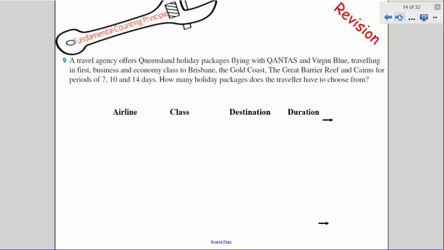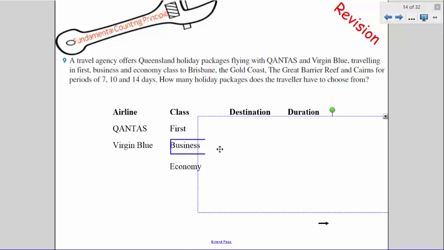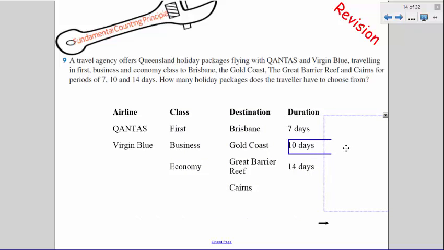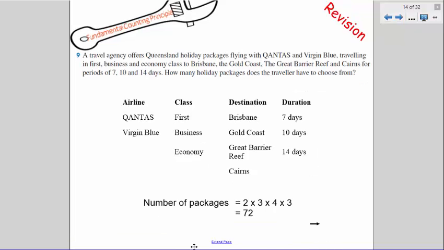Organising this information into a table, we can see that 2 airlines with 3 classes of tickets, 4 destinations and 3 different lengths of a holiday. Multiplying these together gives us the number of packages. So we have 2 multiplied by 3 multiplied by 4 multiplied by 3. 2 times 3 is 6. 6 multiplied by 4 is 24. And 24 multiplied by 3 is 72. So there are 72 different packages.